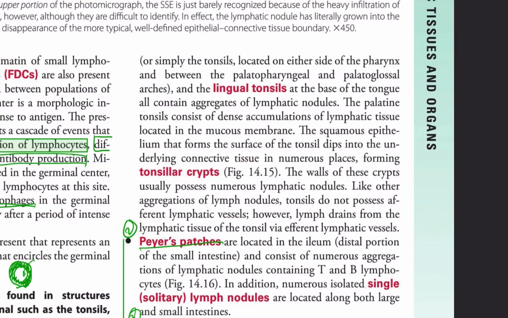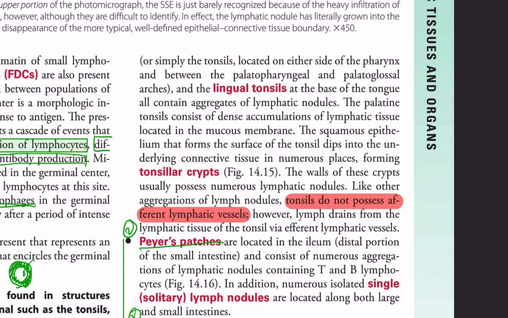Tonsils do not possess afferent lymphatic vessels. However, lymph drains from the lymphatic tissue of the tonsil via efferent lymphatic vessels. So it doesn't have afferent vessels, and that is the difference between tonsils and nodes.